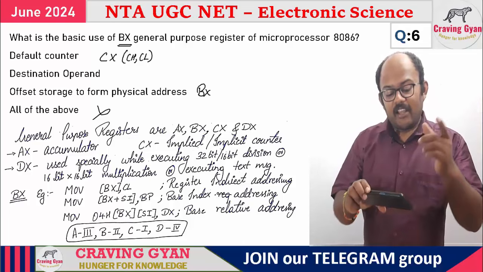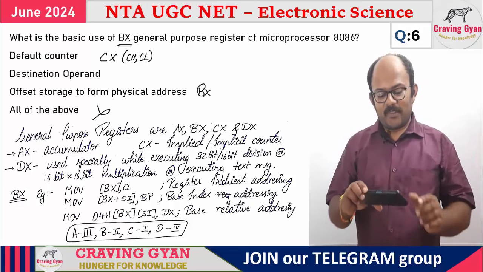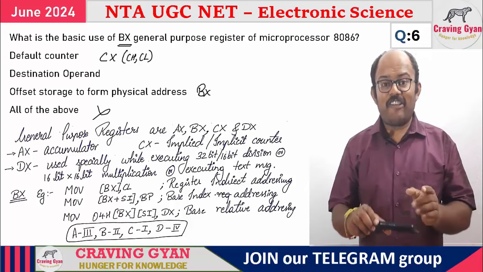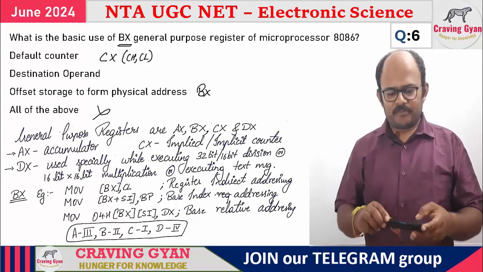But the main purpose of using this BX register is that it is used for offset storage to form a physical address. Let me give some examples. Please go through it.